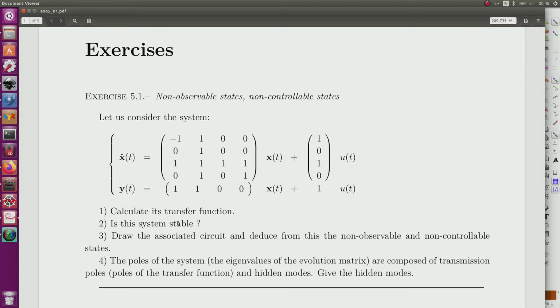Question number 2, is this system stable? I have two possibilities to check that the system is stable. I can have a look at the denominator of the transfer function, or also at the eigenvalues of the matrix A. But here, since I had some simplification, we'll see that the characteristic polynomial of the transfer function is not the same as that of the matrix A.